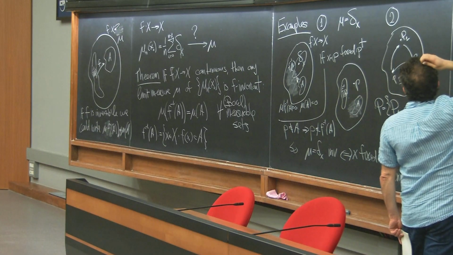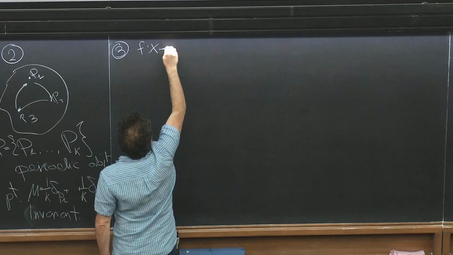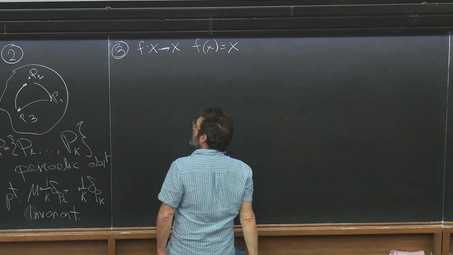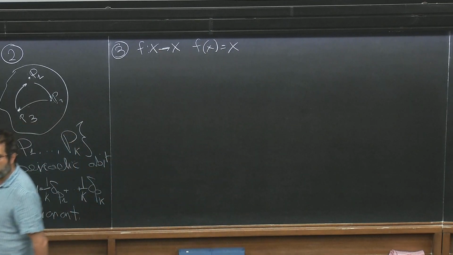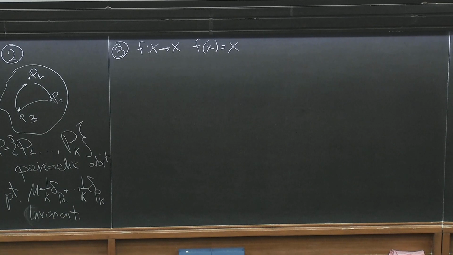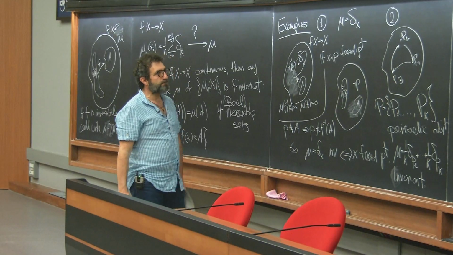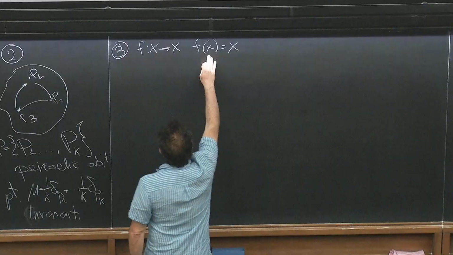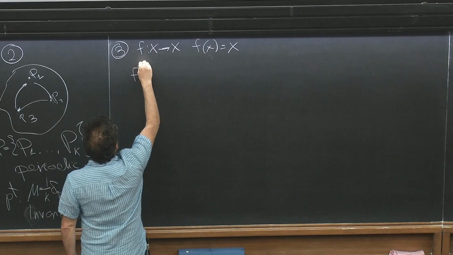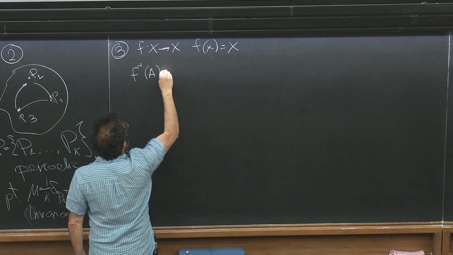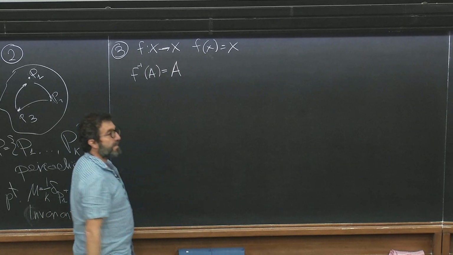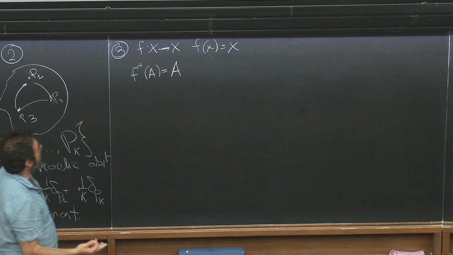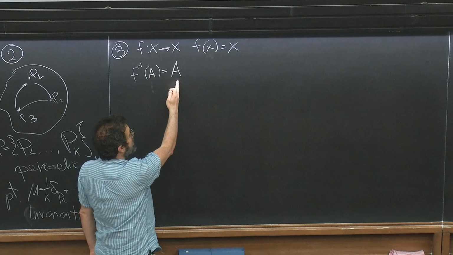Another simple example is suppose that f: X to X is the identity. Remember, this is always a good example. So what measures are invariant for the identity map? For the identity map, we have that f^{-1}(A) is always equal to A. It's the identity map, so the inverse of the identity map is also the identity map. So every set is invariant.